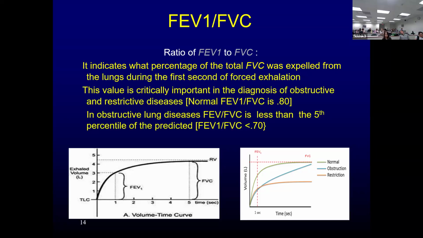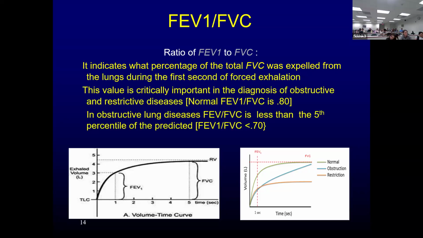Okay. Look at the restriction. This time I cannot expand my chest wall. I try to take a deep breath in, exhale out. My vital capacity is much decreased. It is proportionately decreased as much as the FEV1, so the ratio remains the same. So this is the big difference between obstructive and restrictive defect.